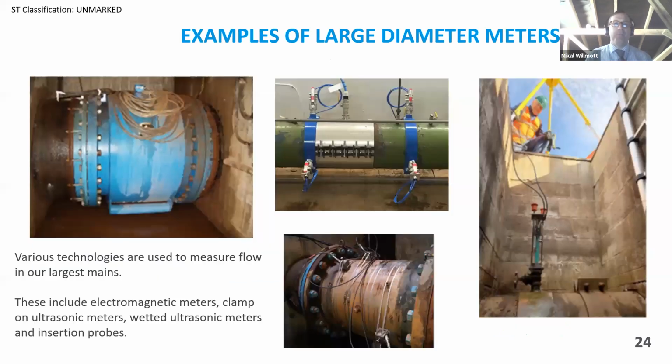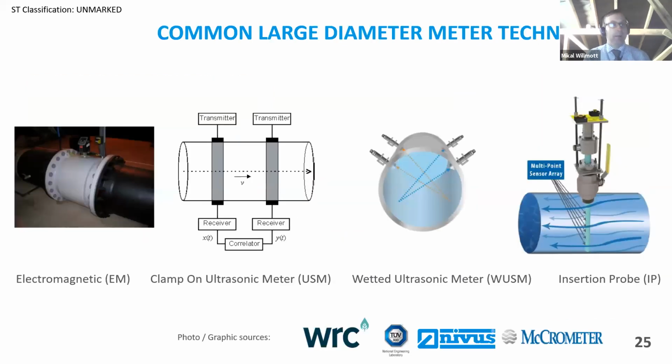Here's some pictures of some large diameter meters from around the UK. There's a number of different technologies, and often when these meters are installed, they are in there for a long time. So if you look at the blue meter on the left-hand side, which is an electromagnetic meter, this meter was installed about 30 years ago, and it's still in use today. And it's recorded over 500 billion litres of water. 500 billion litres of water have passed through this meter since it was installed. So these assets are around for a long time, and they're usually put in very strategic locations.